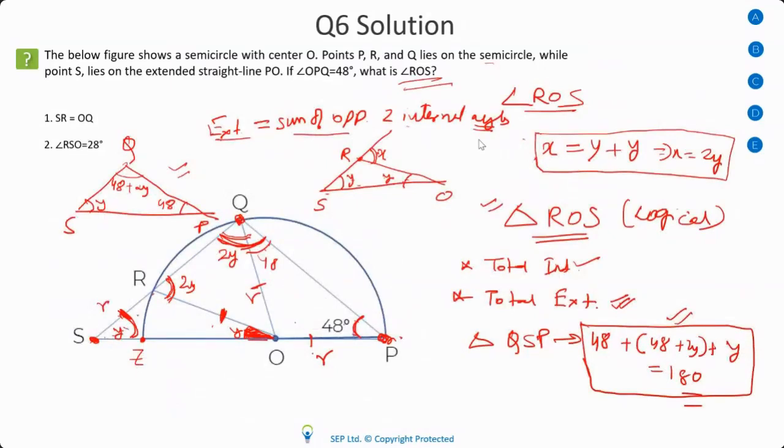Somebody's asking how is QSP? I'm not saying angle QSP, I'm saying triangle QSP. In triangle QSP, the sum of all three angles which I've written here, the sum of internal angles is always 180 degrees. So if you sum up all the angles, you'll get 180 degrees. Okay, I hope that answers your query.